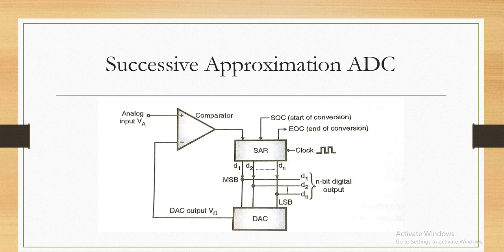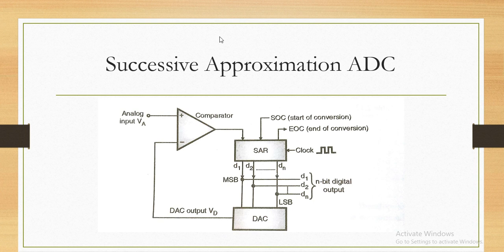Now if you see the SAR output, it is generally in the form of bits, that is D1, D2 to Dn. For an n-bit analog to digital converter, it produces n-bit output, and that is given to the digital to analog converter. This digital to analog converter again converts these digital inputs into analog voltage, that is VD, and that is given to the comparator.